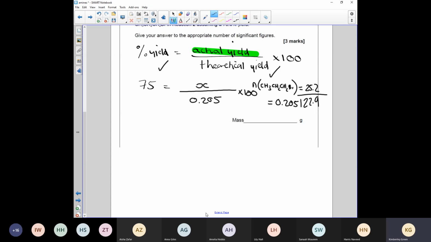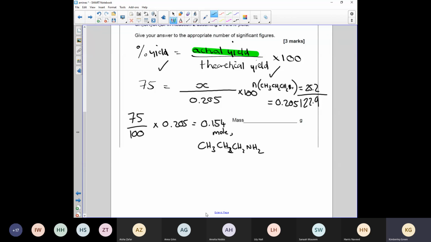So, what have I got? I need to do 75 divided by 100 times 0.205. And it does come out to be 0.154 moles of my propanamine. Okay, so I've got my moles of propanamine.